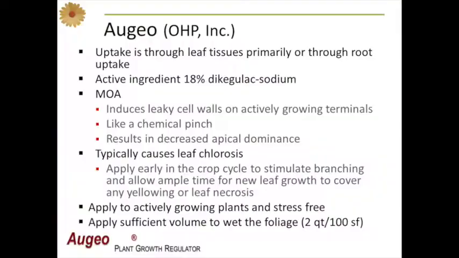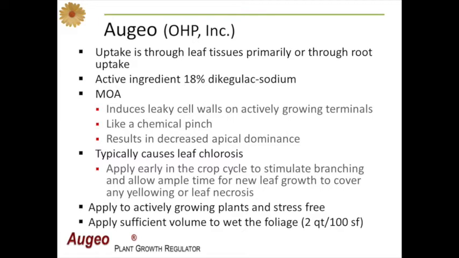Let's start with e-GRO. e-GRO is an OHP product taken up primarily through leaf tissues, but it is soil active. It's 18% dikegulac sodium. Mode of action, as we think anyway, it induces leaky cells in actively growing terminals. So it effectively is a chemical pinch, so it reduces the apical dominance, as we mentioned. It does typically cause a little bit of leaf chlorosis, so it's recommended that you apply it early in the crop cycle so that you get that stimulation of branching, but you also allow ample time for that new growth to cover any yellowing or leaf necrosis.